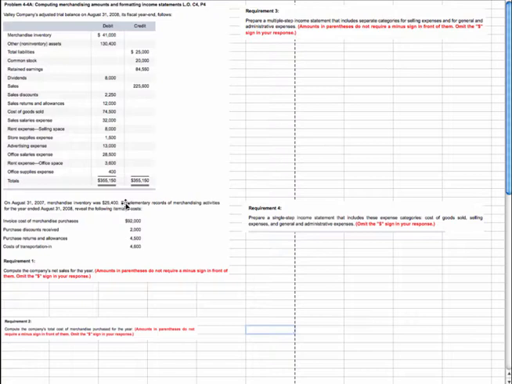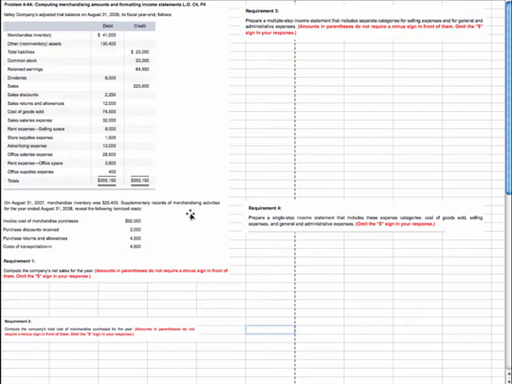In other words, this $25,400, if we're doing this for August 31st, 2008, and they're giving us this value for August 31st, 2007, this is the ending balance for the merchandise inventory for 2007. In other words, August 31st, 2007's ending balance for a permanent account is the beginning balance for the next year that we're doing these financial statements for. So this $25,400 is our beginning balance for the year.